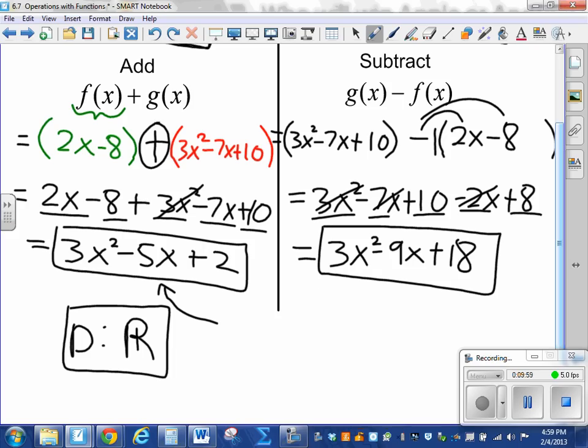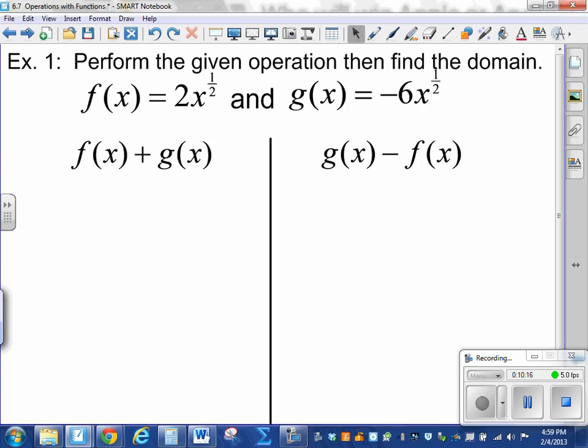Your domain consists of all real numbers again. No dividing, no even roots, so domain is everything you can put in, as far as real numbers go. Remember, we're not doing complex. Complex was with the quadratics section, and we're not really too worried about that.